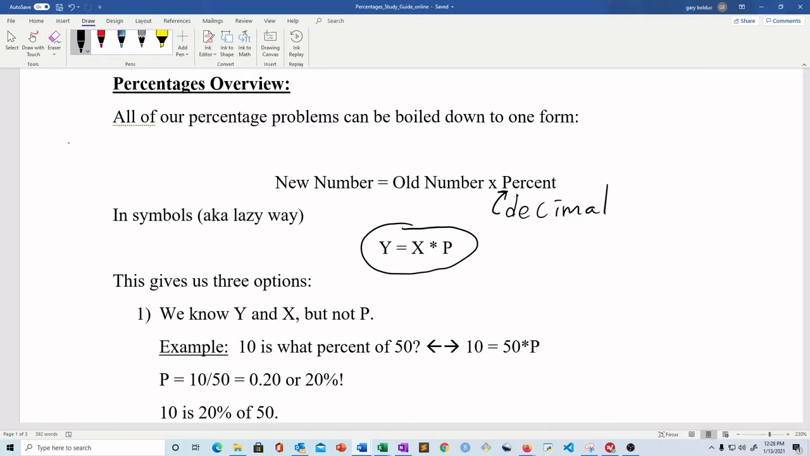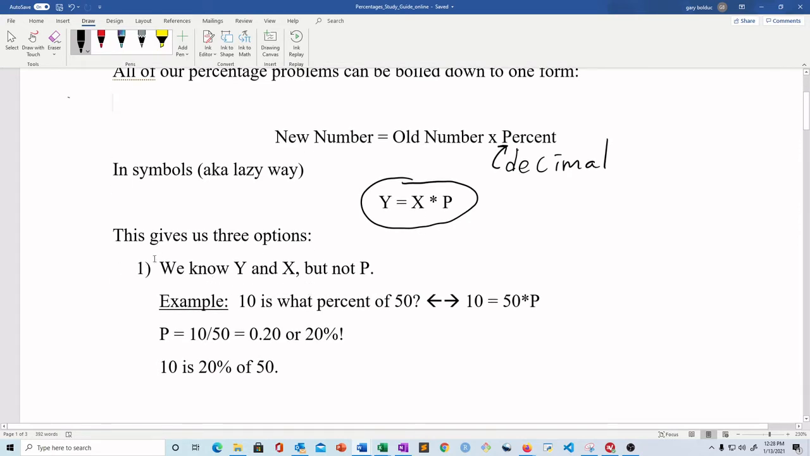Sounds simple, right? Well, depending on the way I give you information, you might have to reformulate this. And so I've given you three forms here. In the weekly activity, I give hints of forms. So these are the three forms. Form number one says, I know the new number and the old number, but I don't know the percentage p. I don't know what the percent is. And so what does that look like?